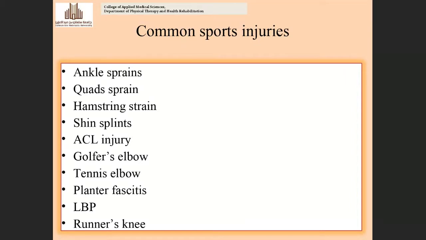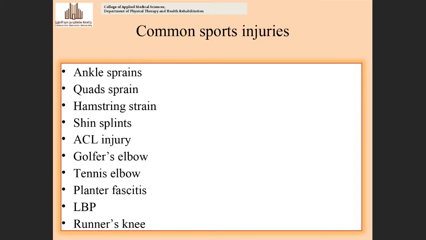And what are the common sports injuries? You can say ankle sprains, that is a sprain at the ankle joint, or quadriceps strain, that is a strain of the quadriceps muscle, or hamstring strain.